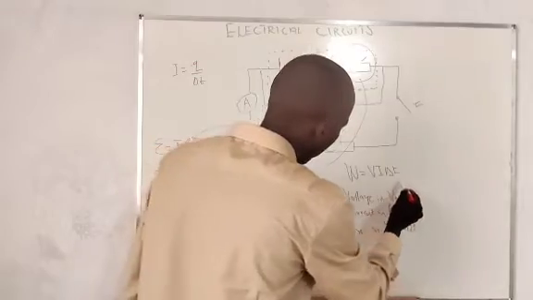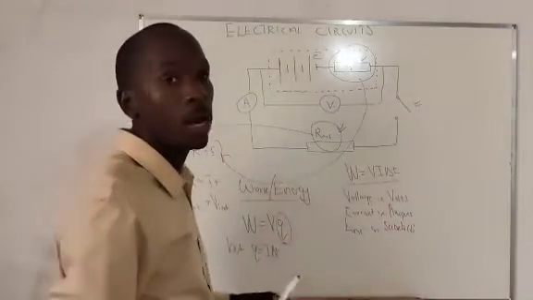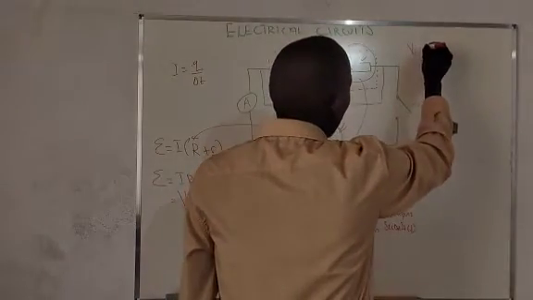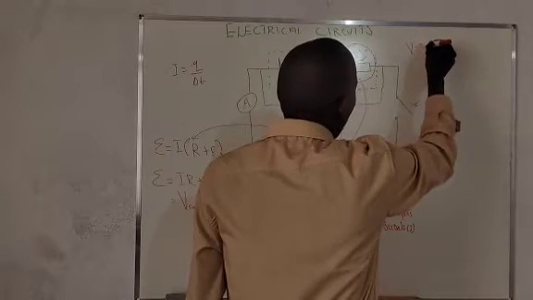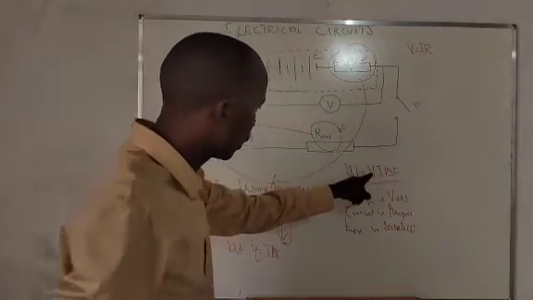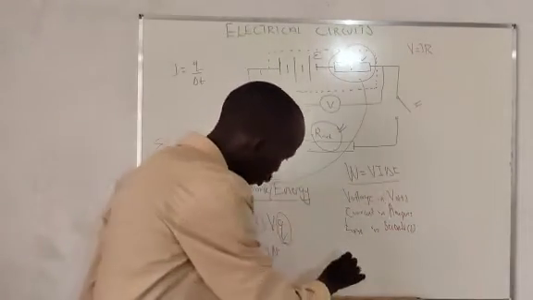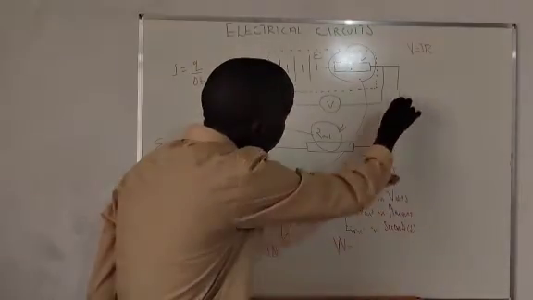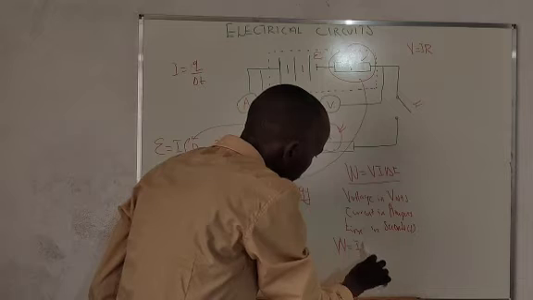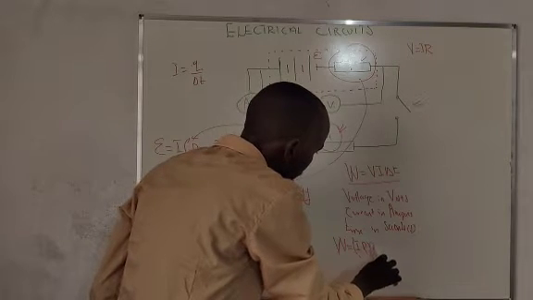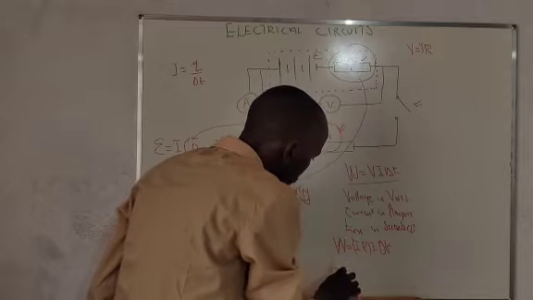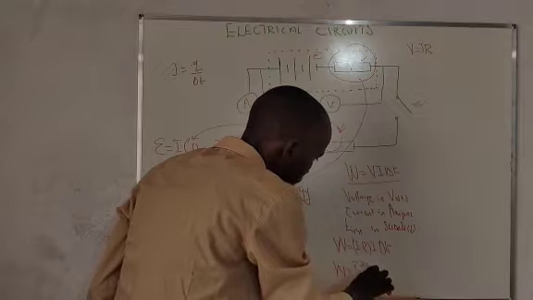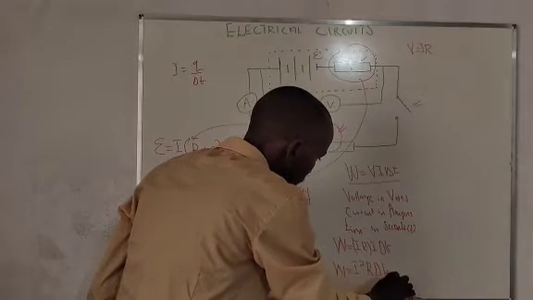This is the formula to calculate work or energy dissipated. Remember that from Ohm's law, V is equal to IR. So let us replace this V by IR. We've got work is given by IR times I times delta T. Then work is given by I times I, which is I squared, times R times delta T.